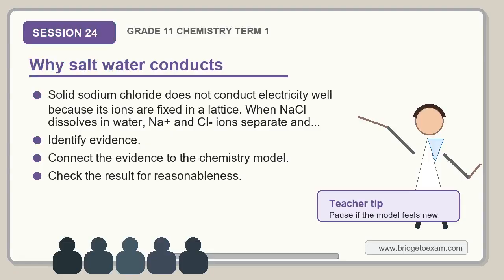Now let's work an example. Why does salt water conduct? Solid sodium chloride does not conduct electricity well because its ions are fixed in a lattice. When sodium chloride dissolves in water, Na+ and Cl- ions separate and move through solution. These mobile ions carry charge, so salt water conducts electricity. Notice how the answer comes from evidence and reasoning, not from guessing.